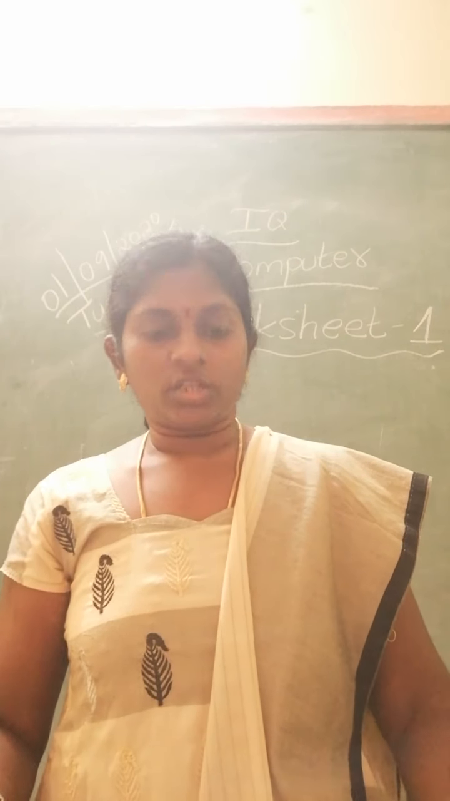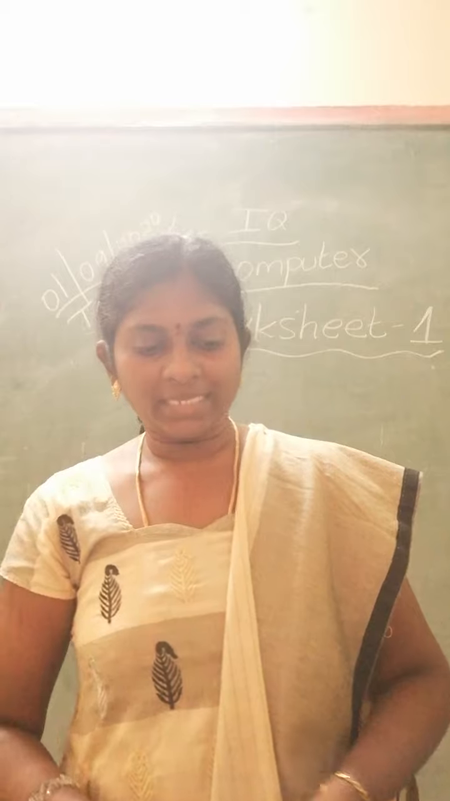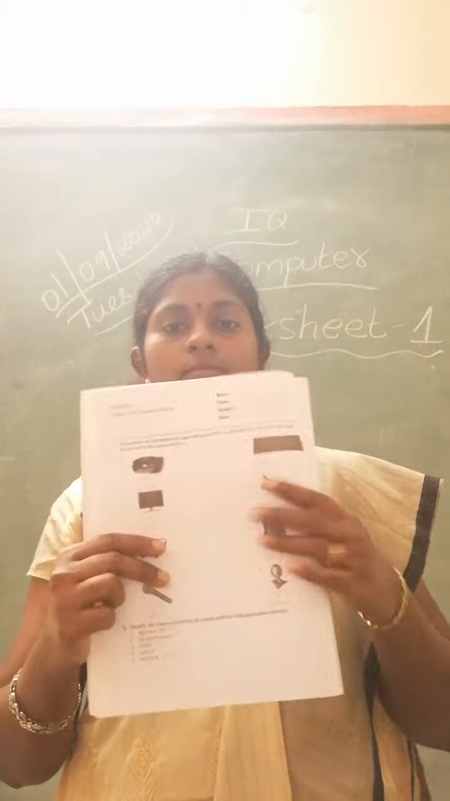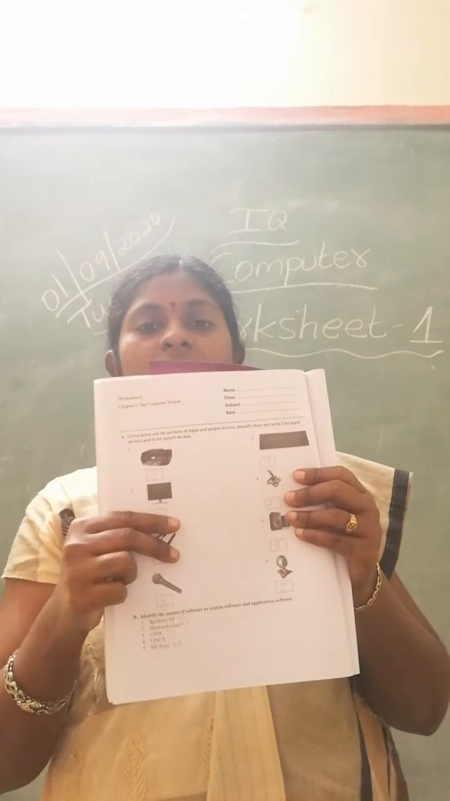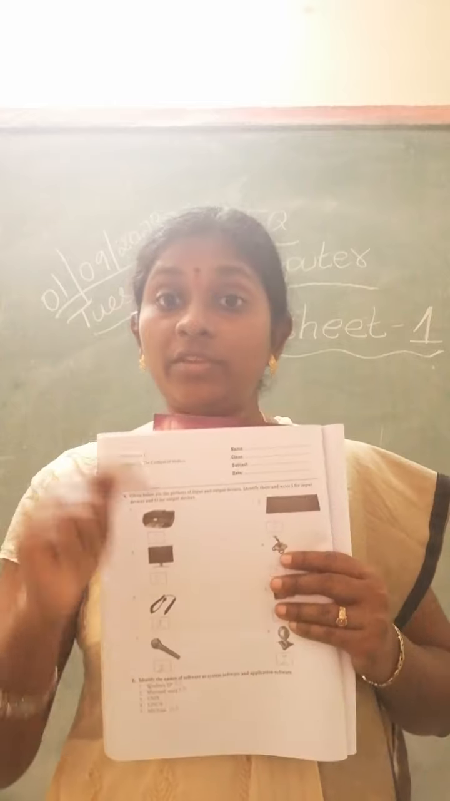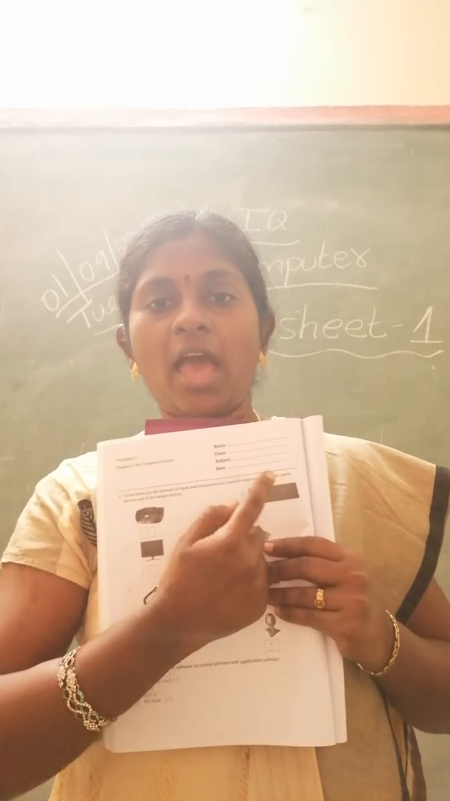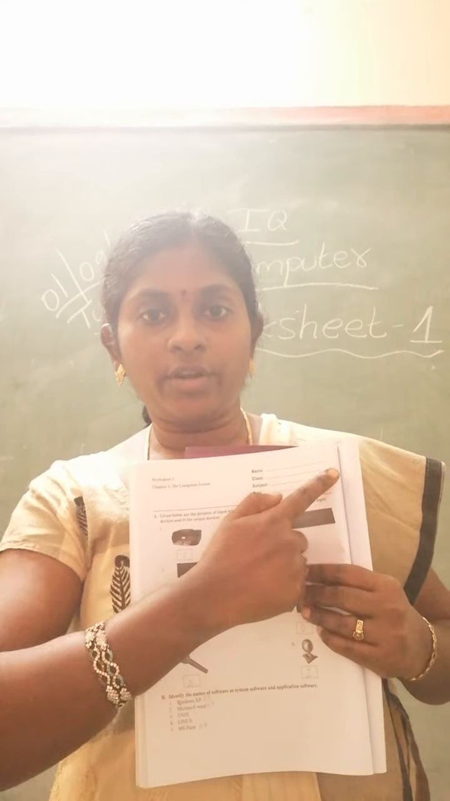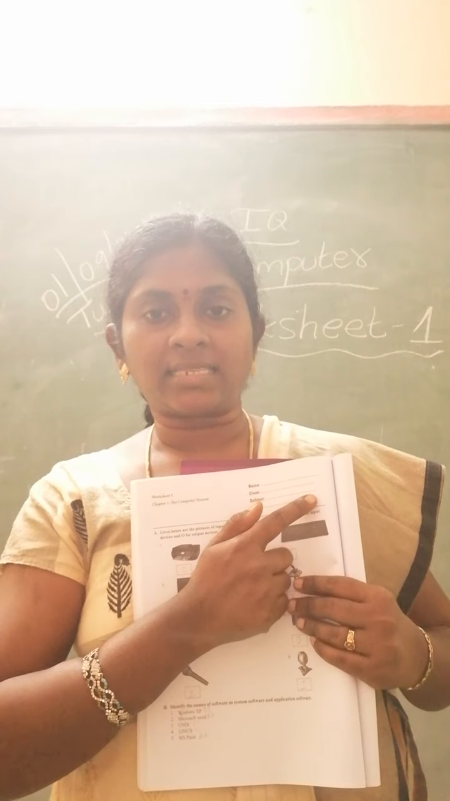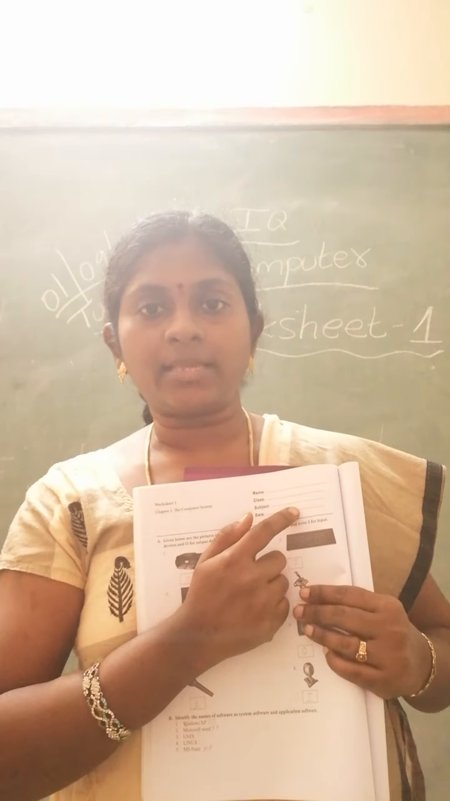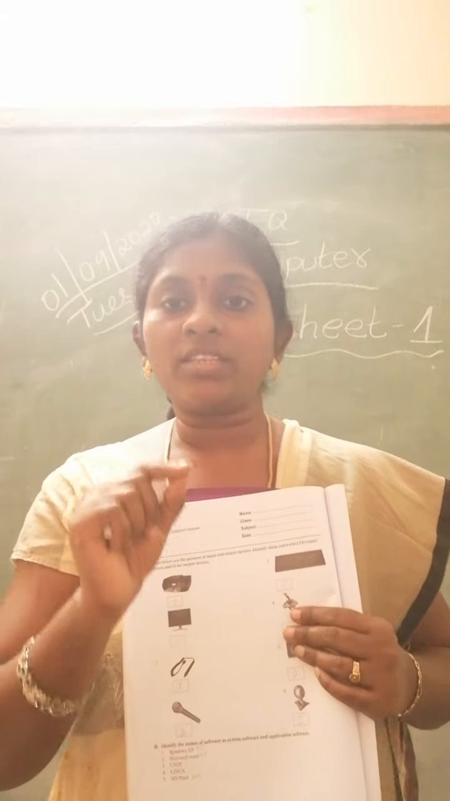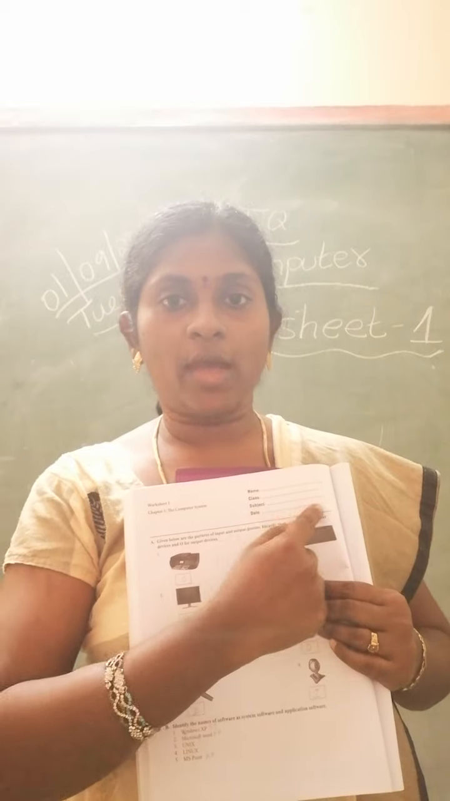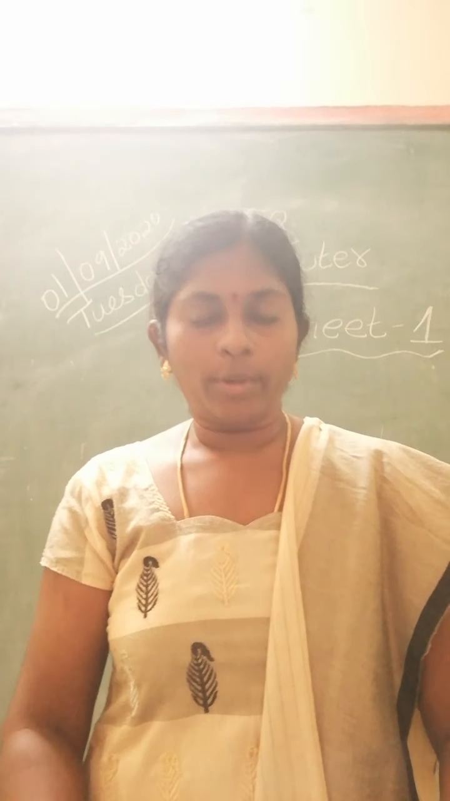First take out your worksheet book and open page number 60. On the date you are seeing this link, that date you have to write here. Some details you have to fill. What details? First write your name. Next write your class, grade 3. Next write the subject as computer. Date: don't write this date. On which date you are seeing this link, that date you have to write here. Now one by one we will go.